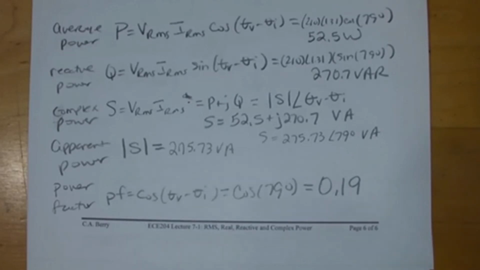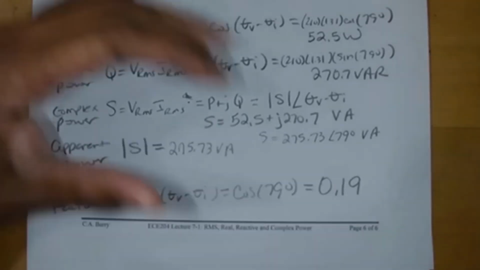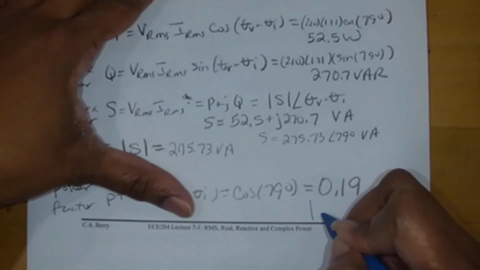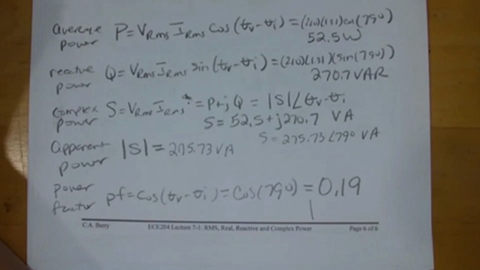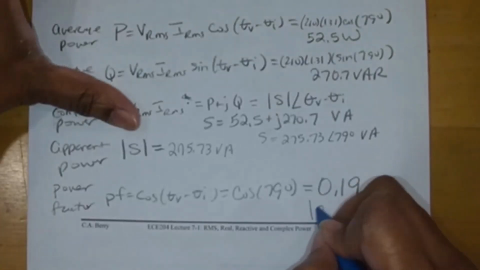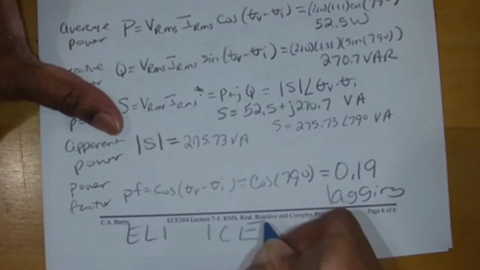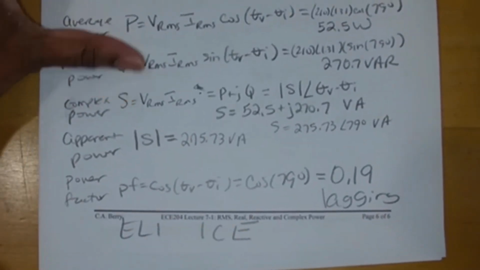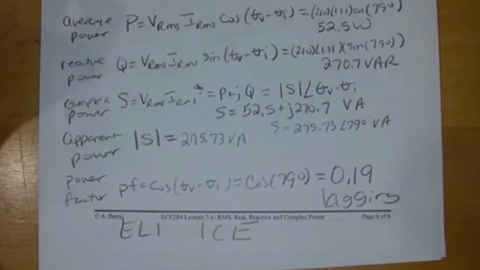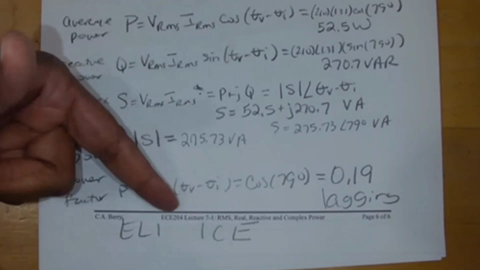You always have to tell me lagging or leading. Whenever you write a power factor other than 1, is it lagging or leading? How do you know? It's an inductor, so the angle is positive and it is lagging. Remember, ELI the ICE man: voltage leads current for an inductor, or current lags voltage. Because the current lags, we go by the current. Current lags, it's lagging.